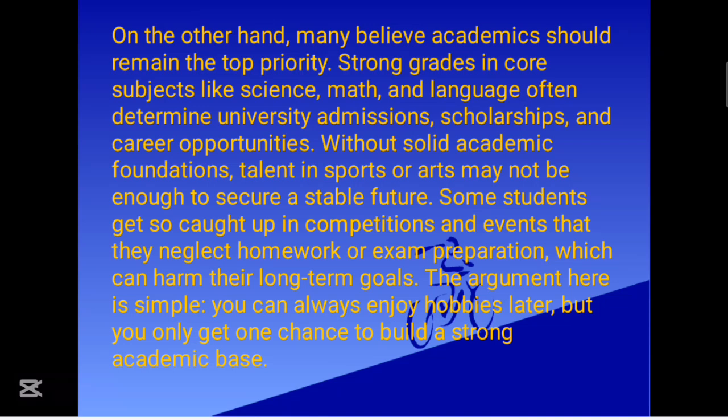whereas the third paragraph is in favor of academics. On the other hand, now this is a transition word. You are supposed to use this kind of transition words while doing a directed writing task.